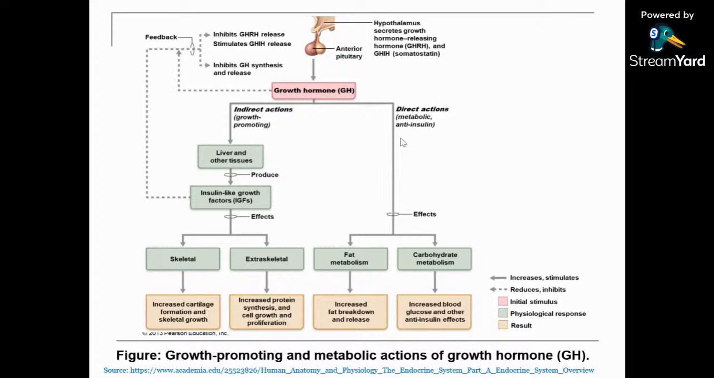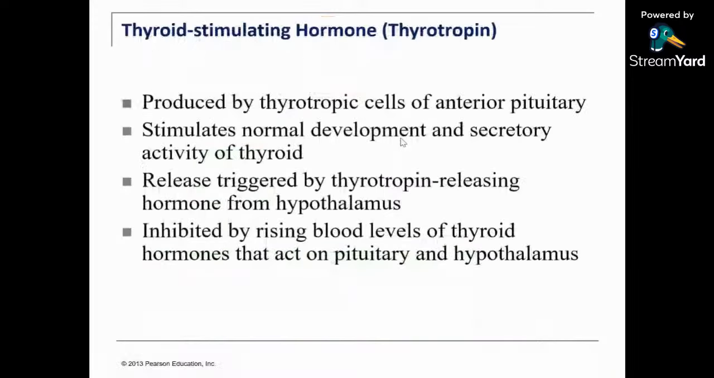It also has negative feedback: insulin-like growth factor has a negative feedback effect on both the hypothalamus and the anterior pituitary. Next, thyroid stimulating hormone, produced by the thyrotropic cells of the anterior pituitary. It stimulates normal development and secretory activity of the thyroid. Release is triggered by thyrotropin releasing hormone from the hypothalamus, and inhibited by rising blood levels of thyroid hormones that act on the pituitary and hypothalamus.